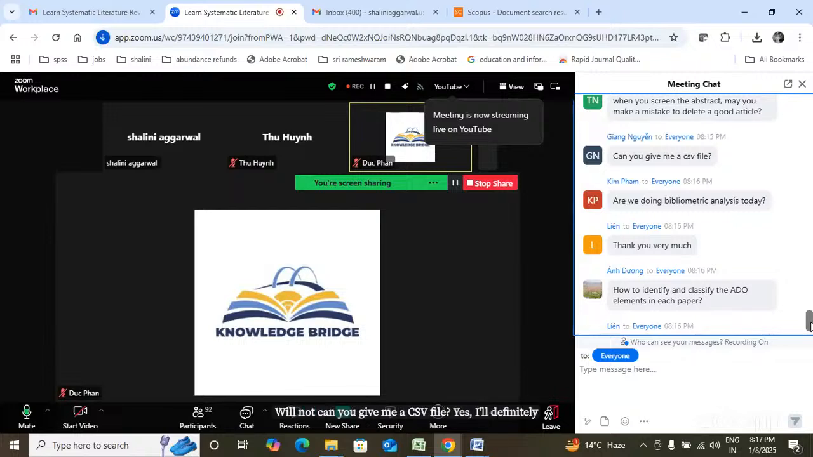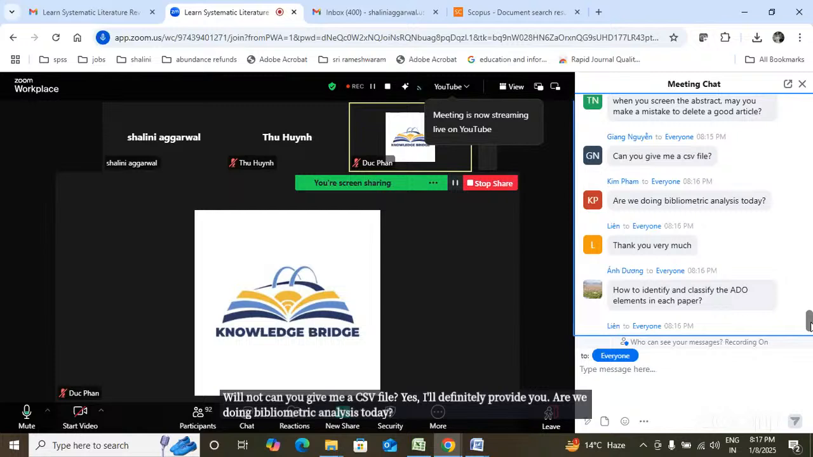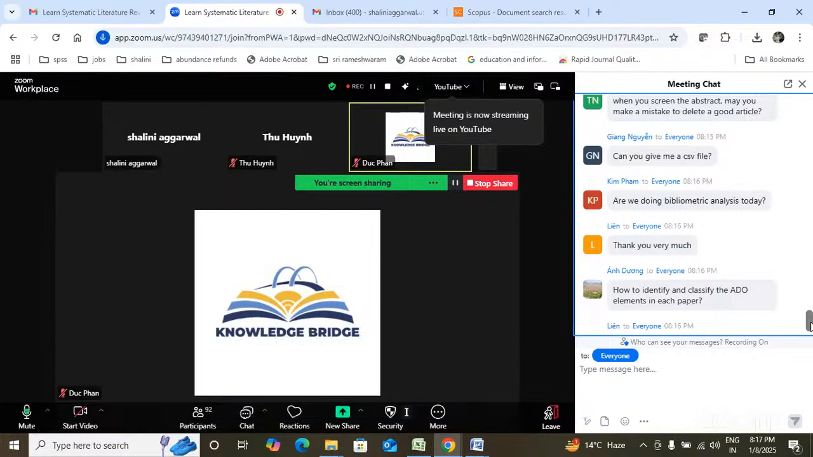Are we doing bibliometric analysis today? I think we are already done with the ADO model SLR, so we can do it next time if you want.